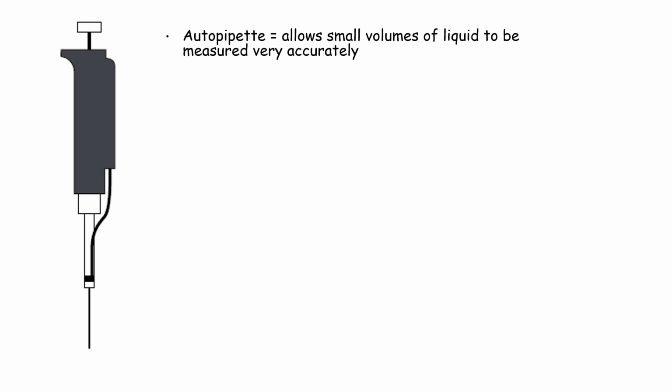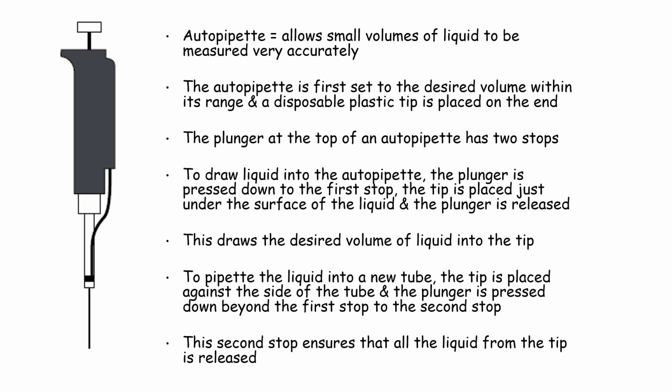It is used for delivering very small but accurate volumes of liquid. On the side of it, there is a number display which you can rotate, which allows you to change the volume that it can dispense. There's a plunger at the top that has two sort of stops. So when you push it down, you can feel one stop, but you can go beyond that and you can feel a second stop. When you want to take liquid out of a container, the first thing you do is push the top down to the first stop.